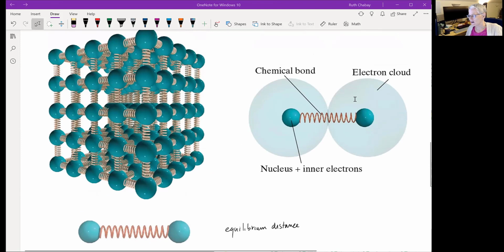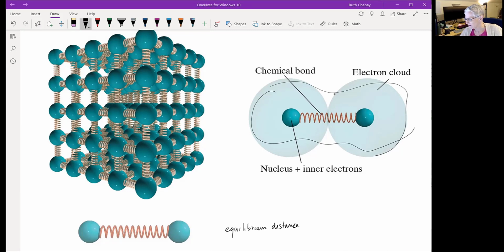Okay, so why am I not drawing the electron clouds overlapping? This is a very idealized sketch, and sure, the electron cloud is probably going to look something like that. But for our purposes, this is good enough.